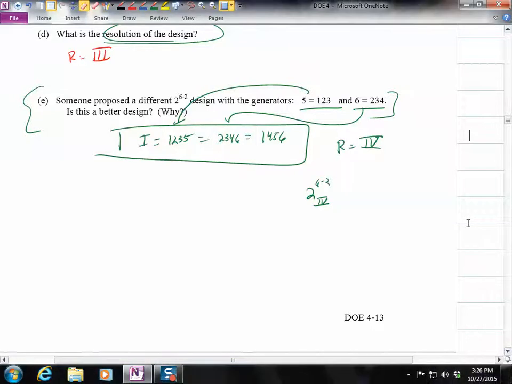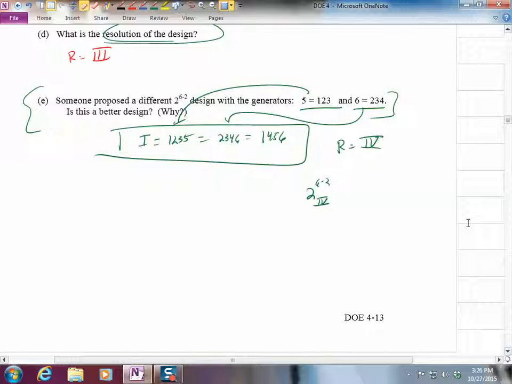If we calculate things that are not clear, so important things confounded together, then we don't really know which one is really doing the work. Is it this one or this one that's really contributing to this effect? Maybe it's both. So we would need to do extra runs to figure that out.